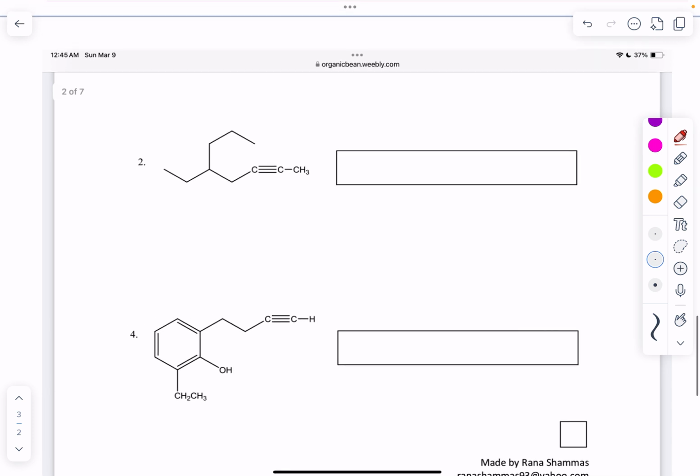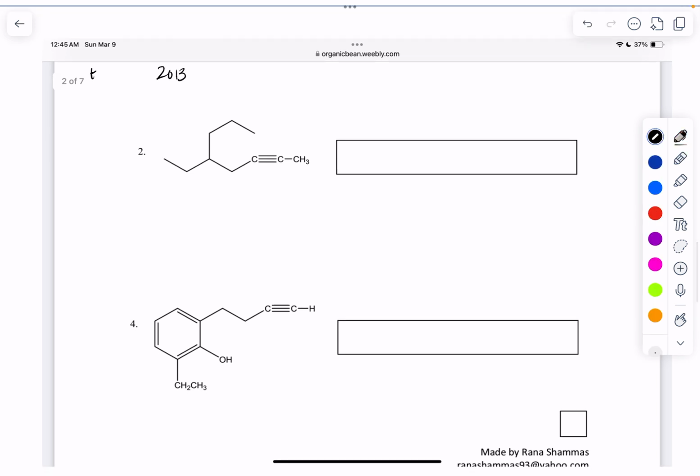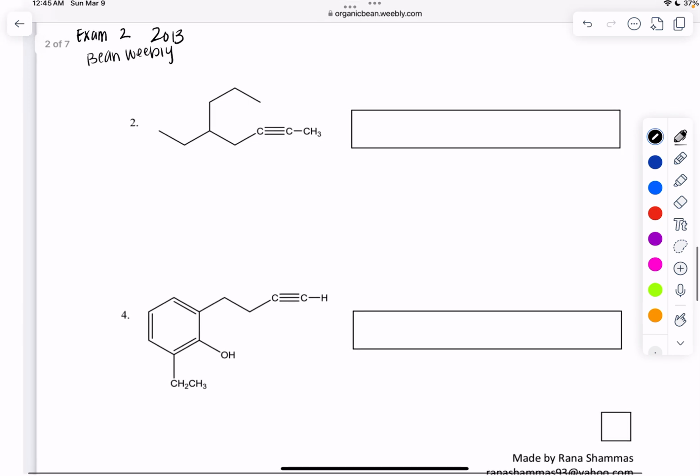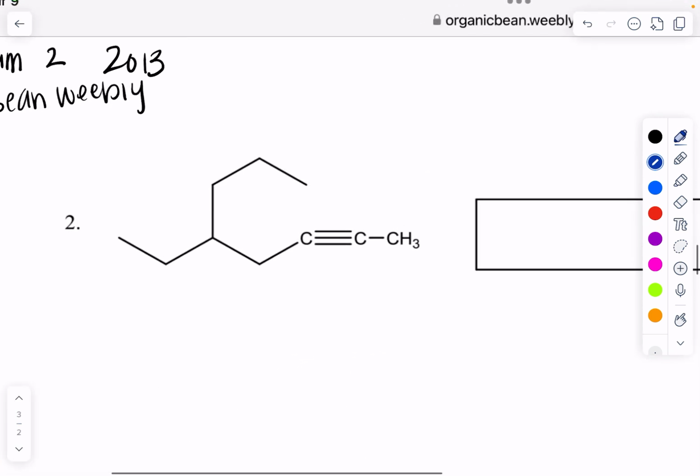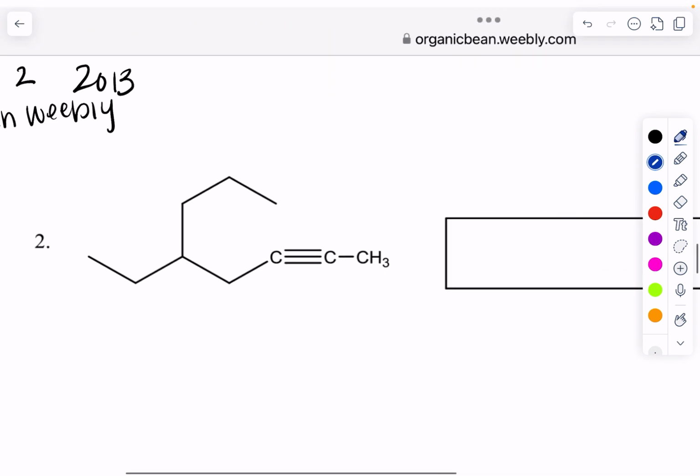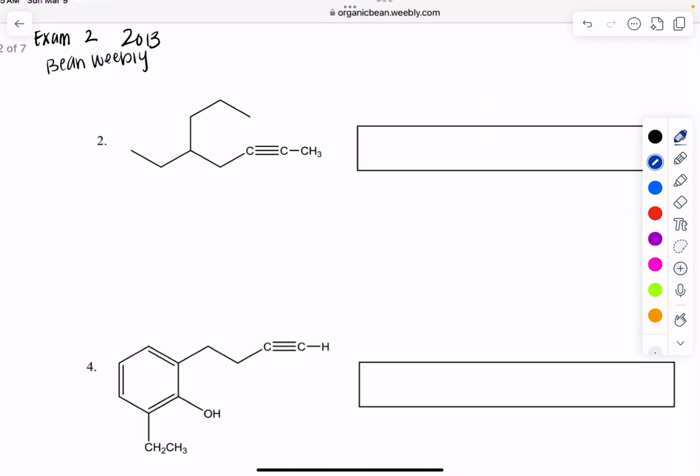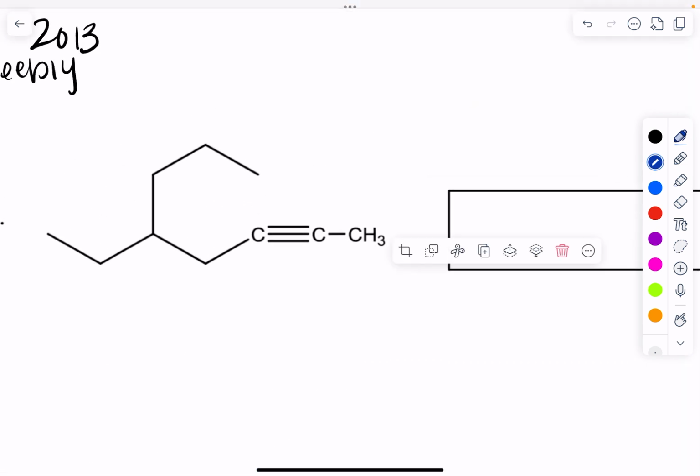Now, the last thing I want to do is give you examples. So I want to say this is from 2013. I just pulled up a random exam. This is exam 2 of Bean Weebly website. And this is a great example of how you would be tested for your knowledge of alkyne nomenclature. So here we don't have any double bonds or anything, so we're just trying to get as close as we can to the alkyne when numbering. So I would start here.